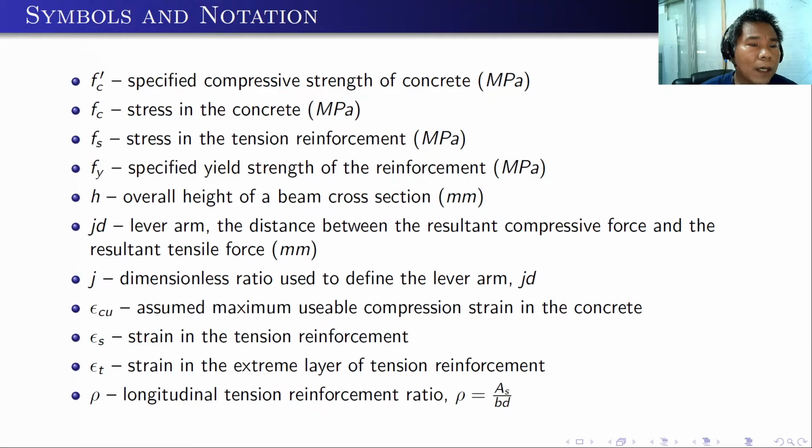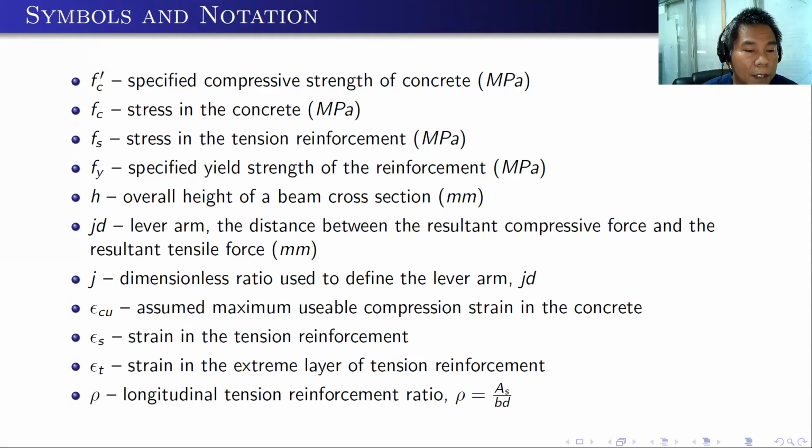Other symbols are f'c, which is the specified compressive strength of concrete; fc, the stress in the concrete; fs, stress in the tension reinforcement; fy, the specified yield strength of the reinforcement; h is the overall height of a beam cross section. h is different from d, but normally h is greater than d. jd is the lever arm, the distance between the resultant compressive force and the resultant tensile force. j is a dimensionless ratio used to define the lever arm, that is jd.